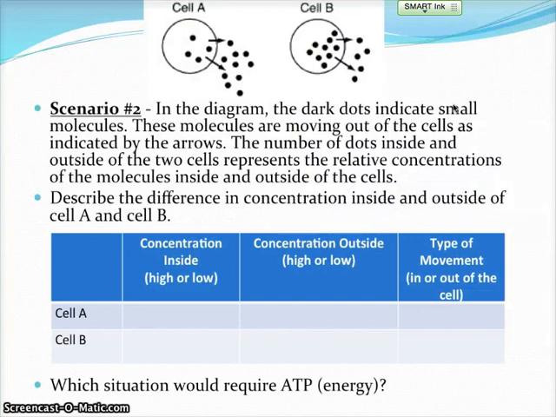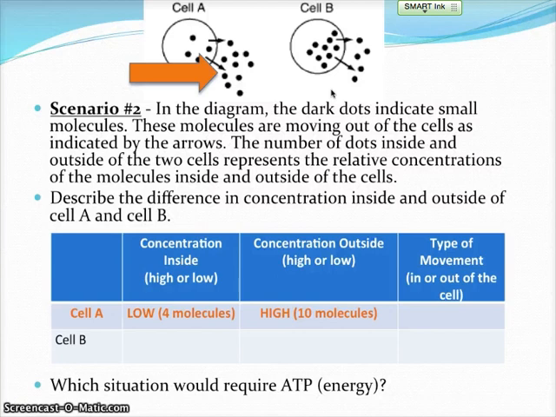Scenario 2 shows two pictures, two different types of cells with dark dots indicating small molecules. The molecules are moving out of the cells as indicated by the arrows. Notice they both have arrows pointed out, but the dots are not the same in both pictures. So we're going to describe the difference in concentration inside and out of cell B and A. Start with cell A. Concentration inside, is it high or low? Hopefully you said low. If we count up the number of dots, there's only 4 of them. Outside is high because there's 10. So 10 is greater than 4, so we'll identify the outside as high and the inside as low.